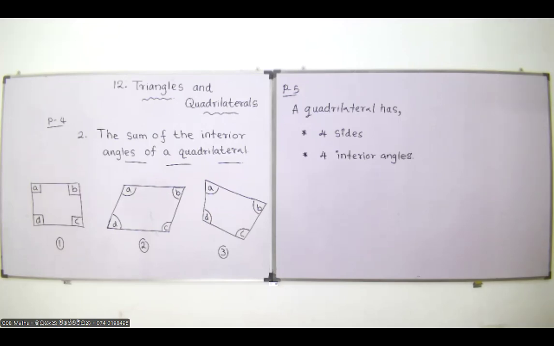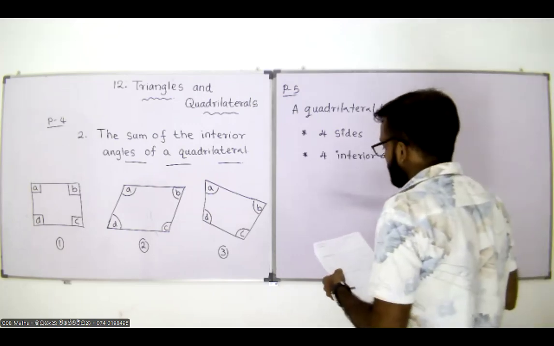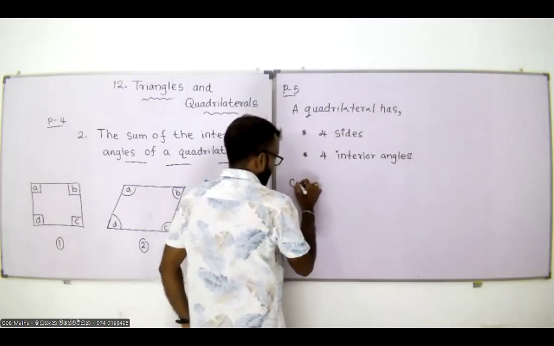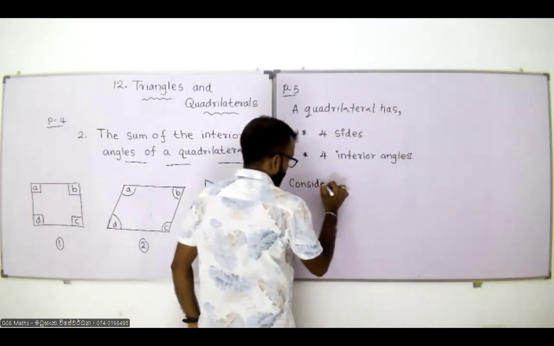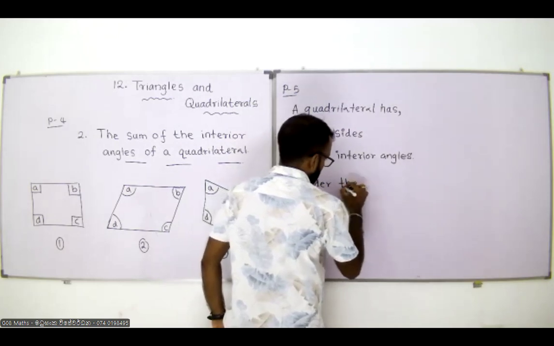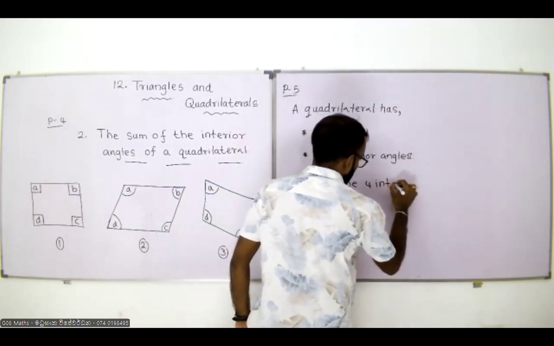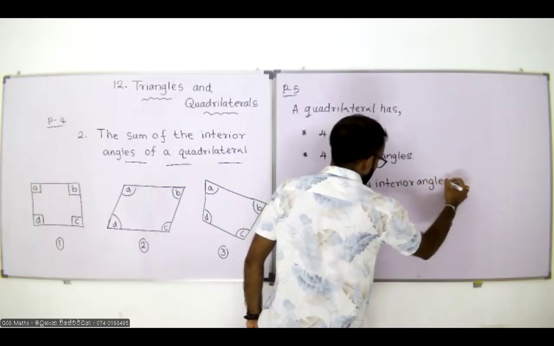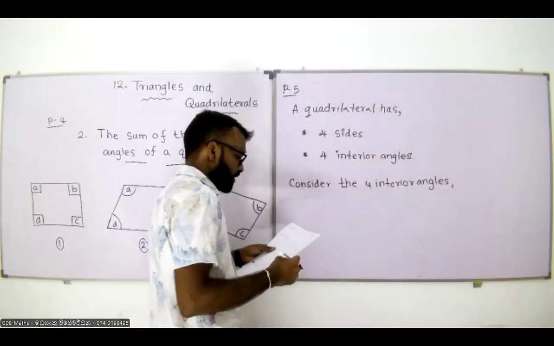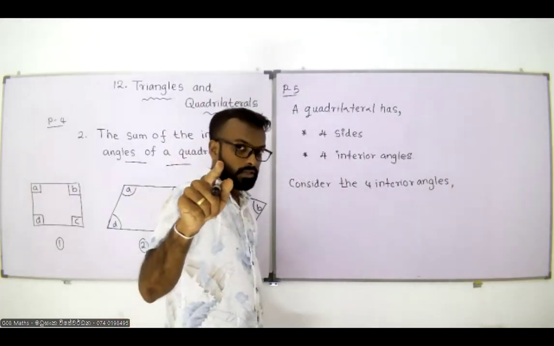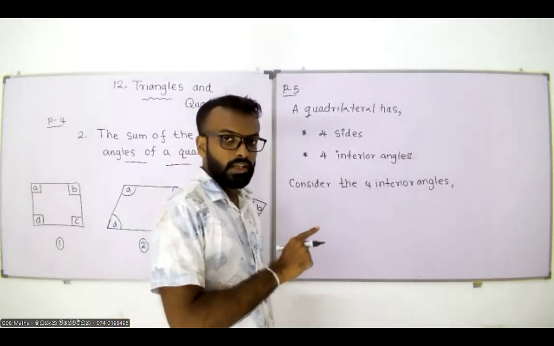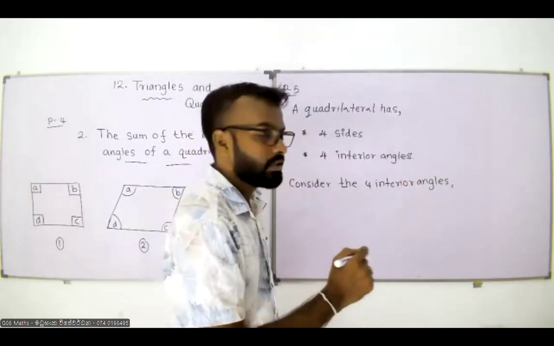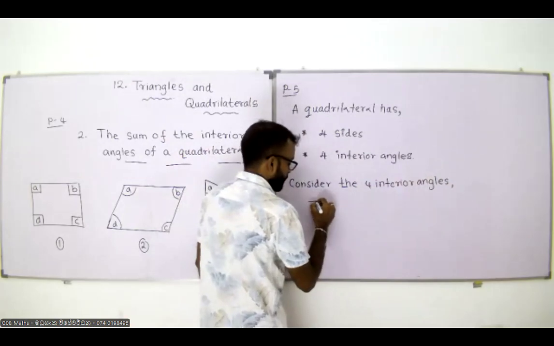Right. Okay. Now again, I have given the 4 interior angles. Consider the 4 interior angles. Inside the box, what you have to write? You know that the sum of the interior angles of a quadrilateral is 360. Let's write it together.